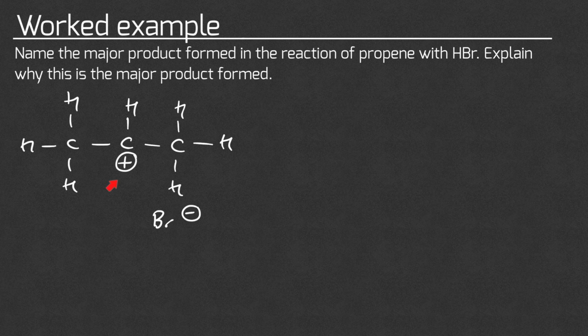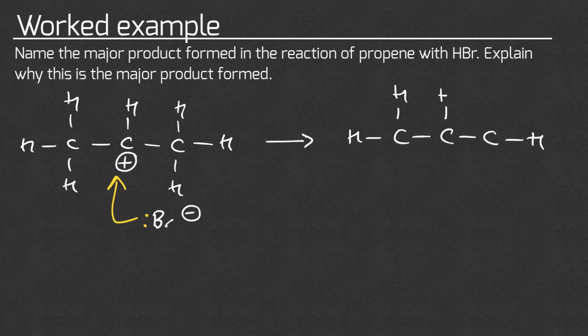So we've got our positive charge on the second carbon and our bromine. The bromine will have a lone pair which will attack the positive carbon, giving us our final product. We'll now need to explain why this product was formed in a couple of sentences.